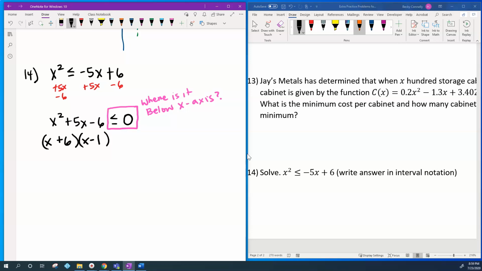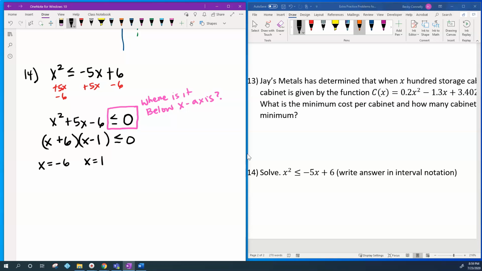Right? And then I'm going to set each of these parts equal to 0, because I want to know where it's crossing the x-axis, because that's going to clue us in to the inequality to help us figure out where it's less than 0. So x equals -6 and x equals +1.